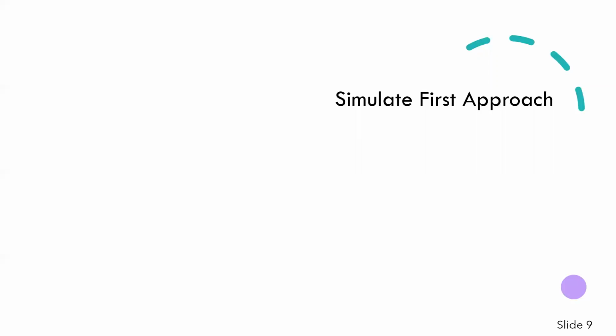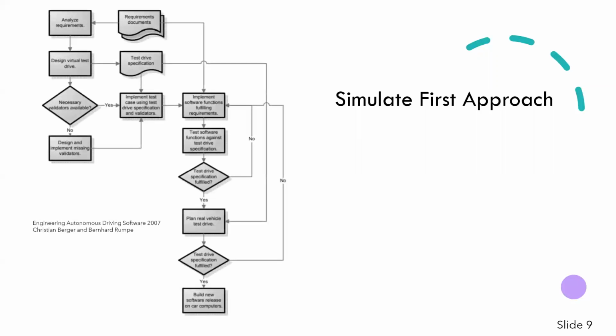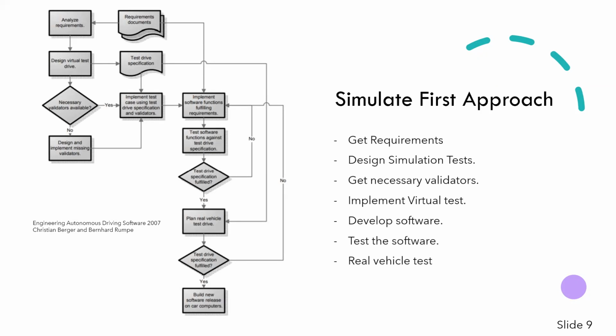The development of AV software, described by Christian Berger and Bernhard Rumpe, implements a development process with testing, both virtual and real world, as core components in the process. For every iteration, we start by defining the requirements, analyzing and performing Scrum product backlog. After that, we design the simulation tests to meet the requirements and add them to the existing pool of tests.